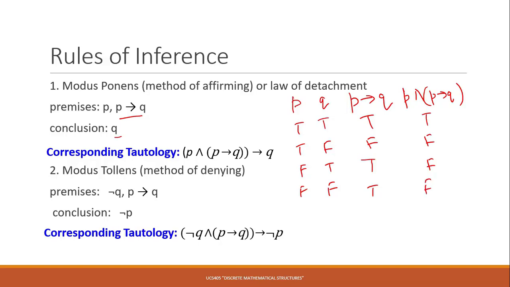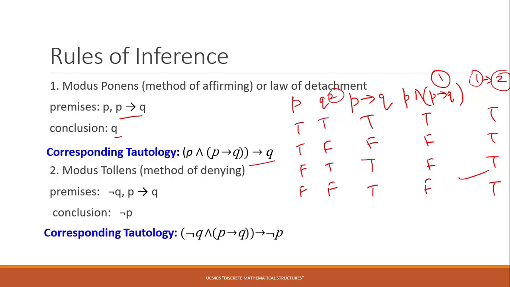And last is P and (P implies Q) implies Q. So we have to do 1 implies 2. It will be true, true, true, true. All these values are true, so we can say that it is a tautology. Similarly, we can check all other rules.